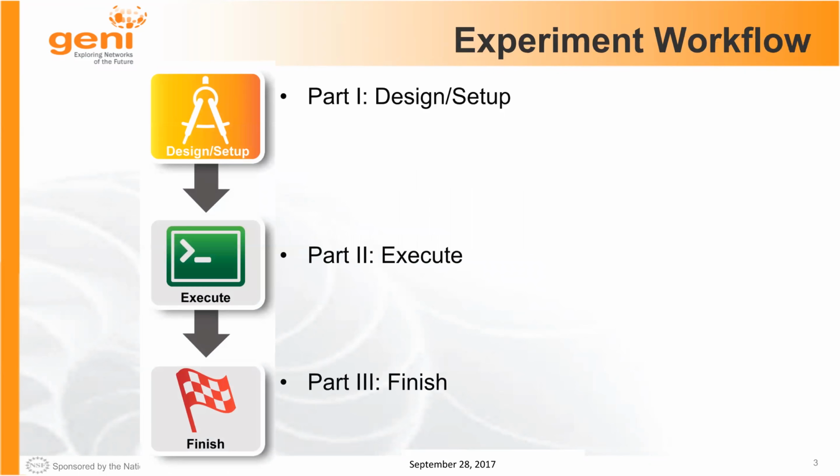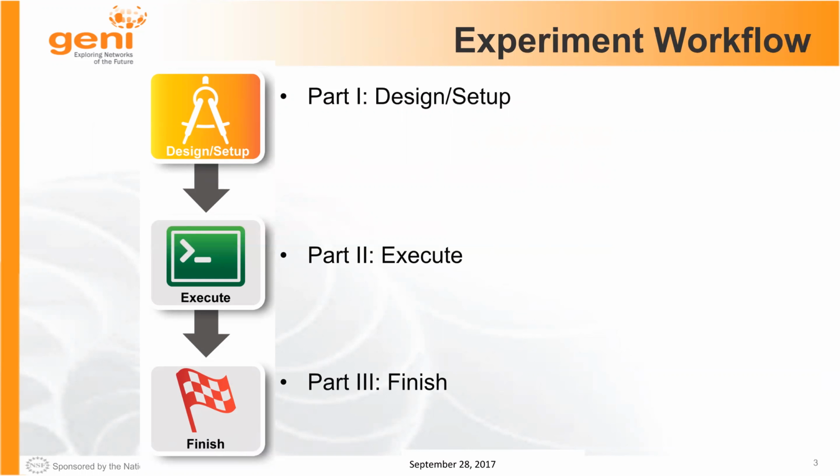So in GENI, we have a 3-part experiment workflow. The first part is designing and then setting up your resources. The second part is we're calling execute. So this is where we're going to be running the commands and such, and doing the actual experiment work. And then part 3, finish, is where we're collecting our data and then deleting our resources so that other people are able to use them.